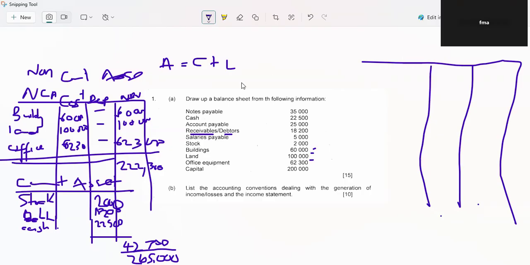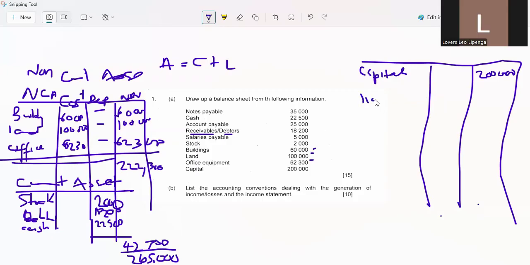So we go to capital plus liabilities. Capital, we have finance by capital. What is our capital? 220,000. Do you have any net profit? We can add it to this. Less drawings: if we have drawings, we subtract. There's no drawings. No.